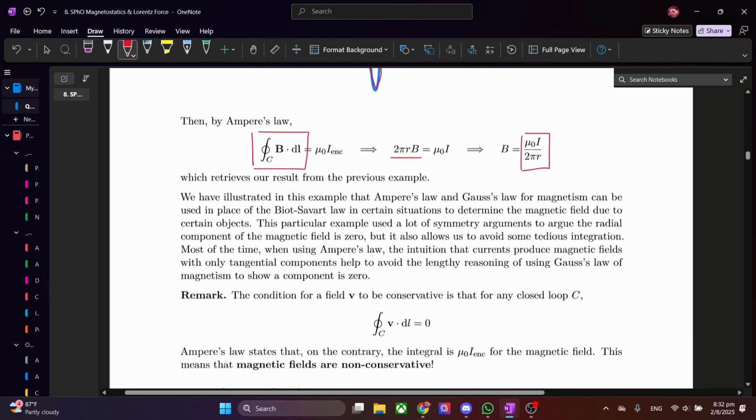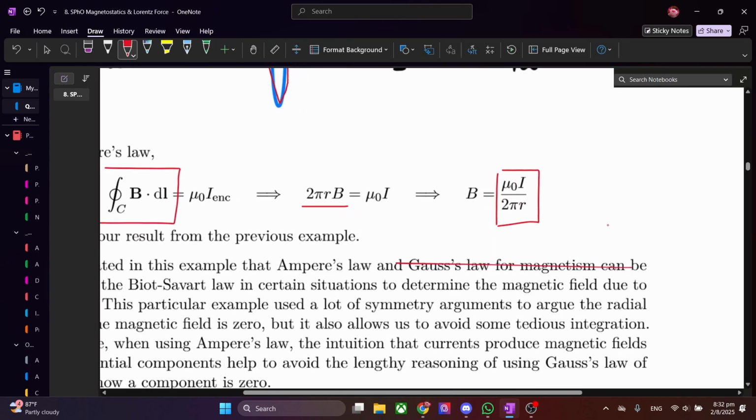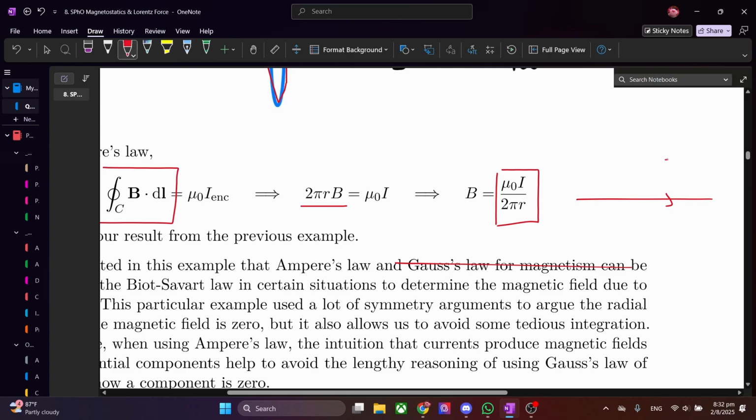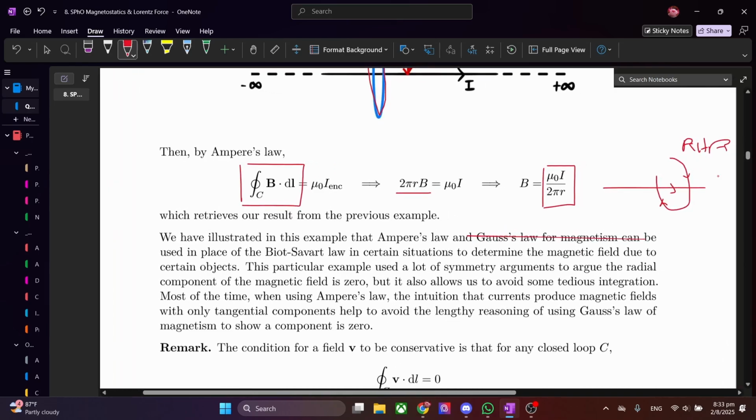Most of the time, you probably don't really need Gauss's law of magnetism, because as long as you have the intuition that a current produces magnetic fields that is dictated by the right hand rule, you probably don't really need this. And sometimes it can be pretty obvious where it points.